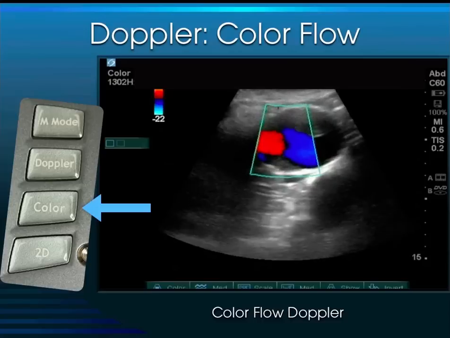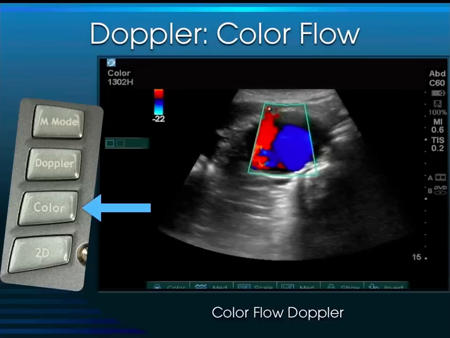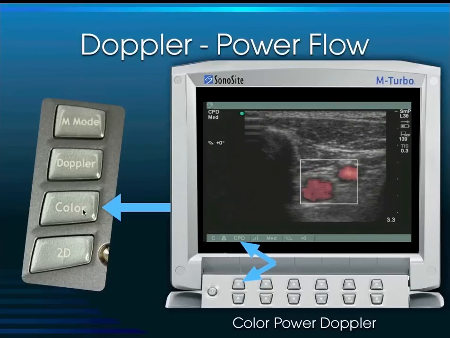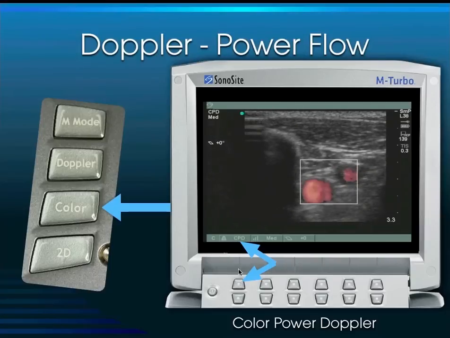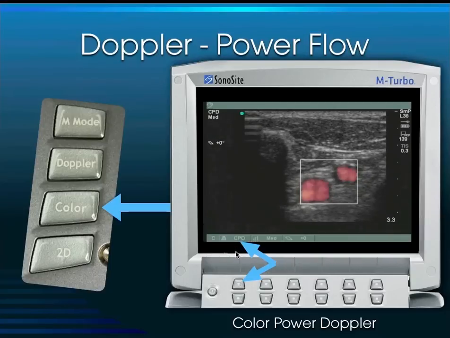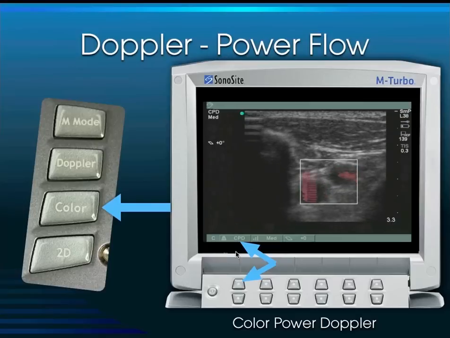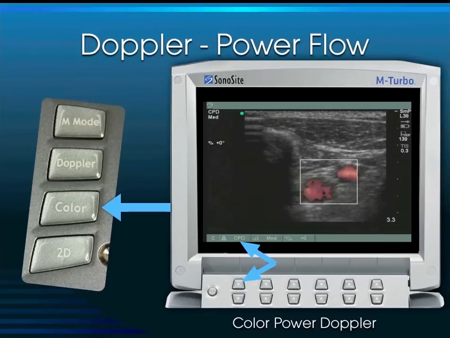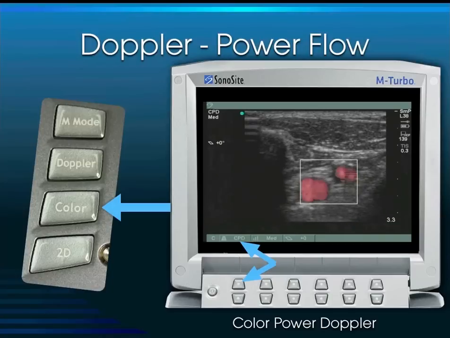And another type of Doppler is called power flow Doppler or color power Doppler. The way you activate that is after depressing the color button, you then activate this by the soft key that corresponds to the power flow, power Doppler function. And this is an orange only type of flow. It's not directional. It's a very sensitive type of flow and is used for identifying perfusion in tissue that has a low perfusion state, such as the testicles.